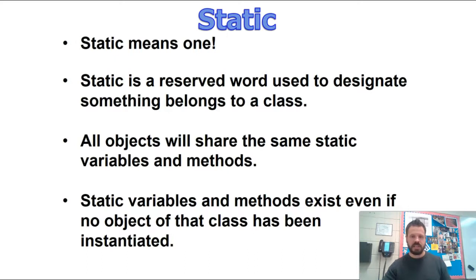All right, so the static keyword. In Java, anytime you come across static, static just means one. Static is a reserved word used to designate something belongs to a class. In a minute we're going to give you an example of an object that has both instance variables, which belong to the individual objects, as well as a static variable that belongs to the class. In that class, all objects share the same static variables and methods, and static variables and methods exist even if no object has been instantiated yet. So again, static overall means belongs to the class, not the individual object.